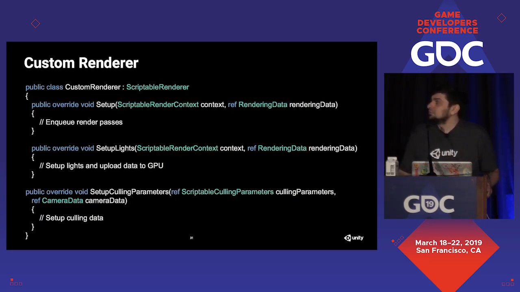And basically, this is how you achieve that. You subclass this scriptable render class, and basically you want to implement a few methods and have some data. But then the setup method is where you implement your render passes. So you create your render passes and inject them. The setup lights is where you compute the light lists and you submit the light data to the GPU. And the setup culling parameters, you can control some input to the culling system. So it might be that you want to control the shadow distance to cull some shadow casters beyond that distance, or it might be that you want to do per object light culling.